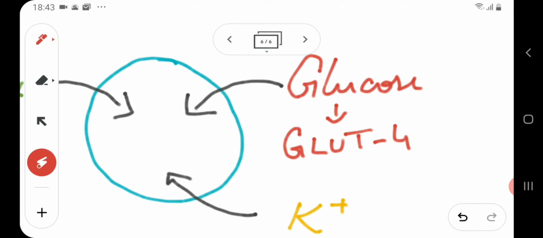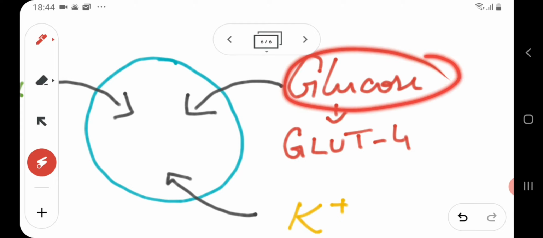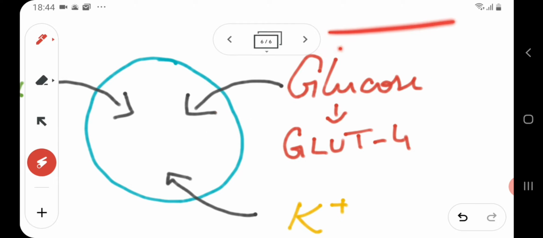In case of insulin deficiency, there is no increase in the GLUT4 transporters, thereby the glucose entering inside the cell is also reduced. So what happens? Glucose does not go inside the cell from the blood. So there will be an accumulation of glucose in the blood which will lead to hyperglycemia.